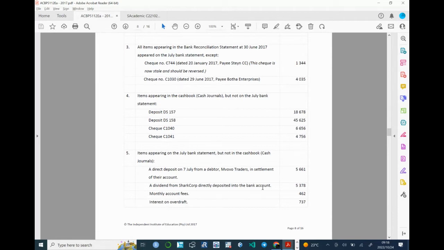Okay. Next one, check number C1030, dated 29 June 2017. Payee. Okay. What are we going to do with that? 29 June. What are we going to do with that?